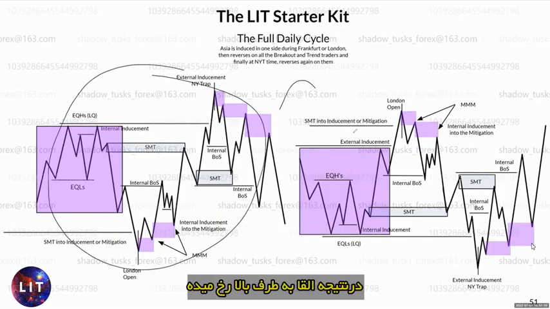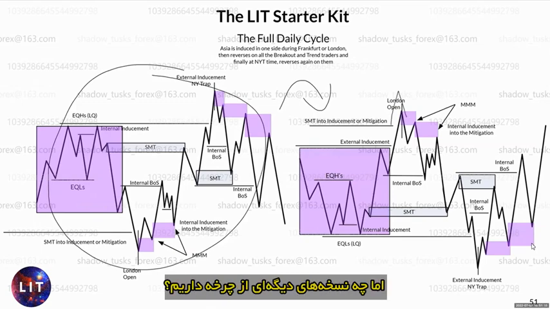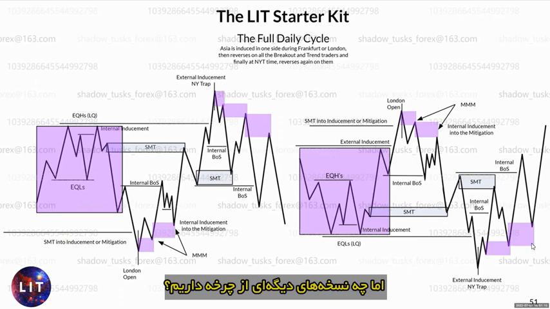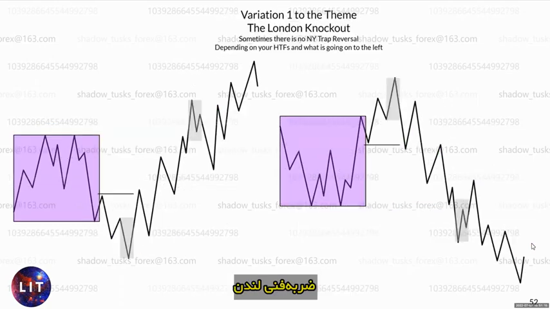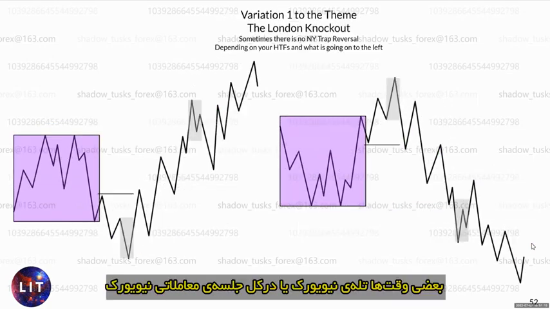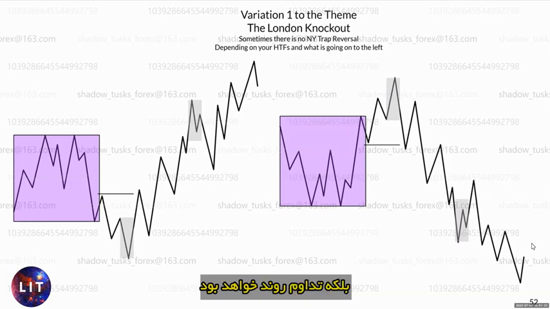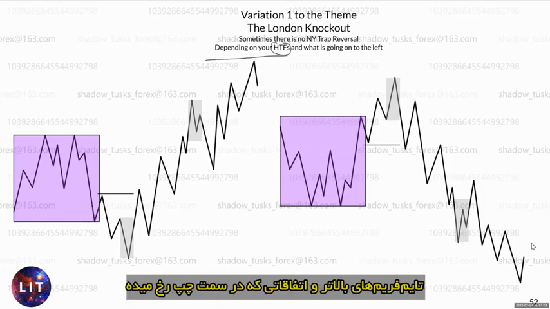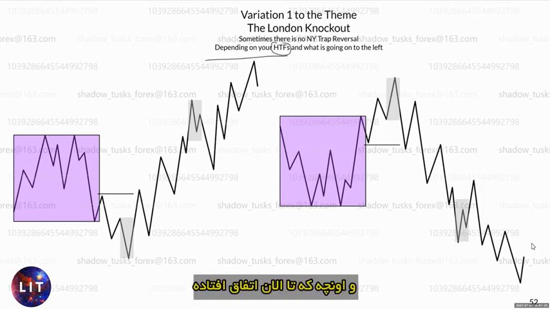But then, obviously flip it around also, because again, it doesn't only look like this. You can flip it, so then inducement happens to the high side, right? But what cycle variations do we have as well? The London knockout look, because sometimes, of course, New York trap or New York session in general will not be a reversal, but a continuation, depending on, we will dig into it, the higher time frames and what's going on to the left and what happened already, right?